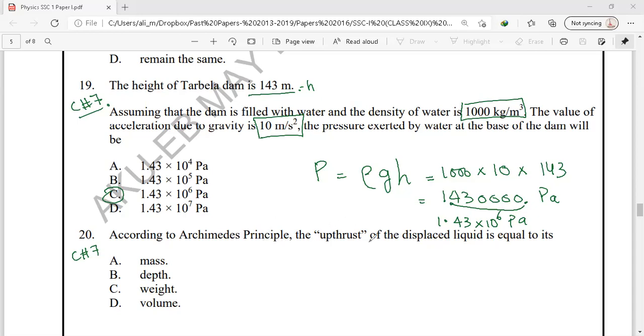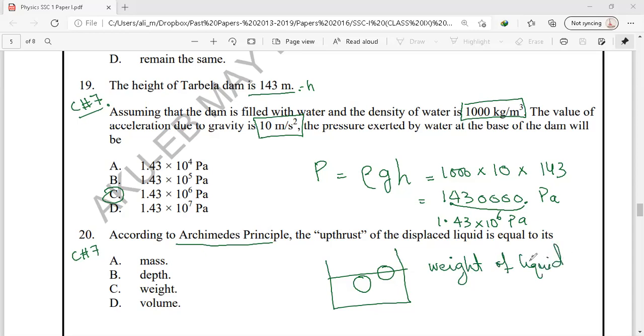the upthrust of the displaced liquid is equal to what? In Archimedes' principle, we have studied that whenever an object is completely or partially immersed in a liquid, that object displaces a certain amount of liquid equal to its volume. So, a force is exerted on that body that is equal to the weight of the liquid displaced by that object. Weight of liquid displaced by that object.